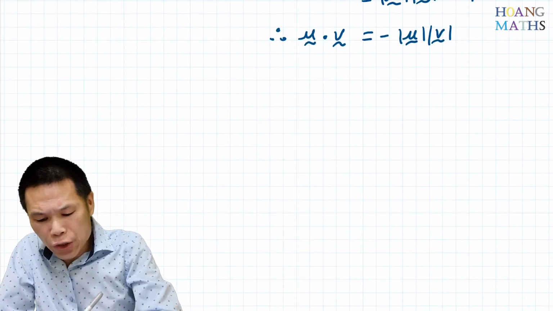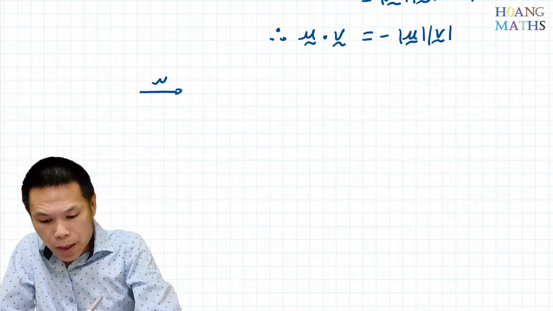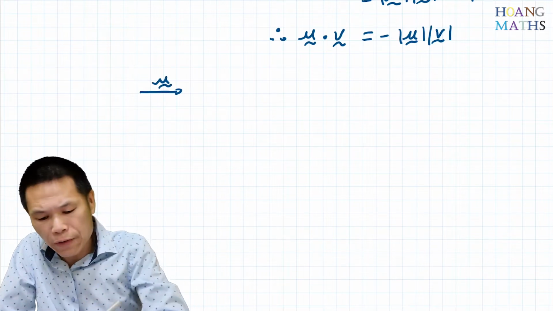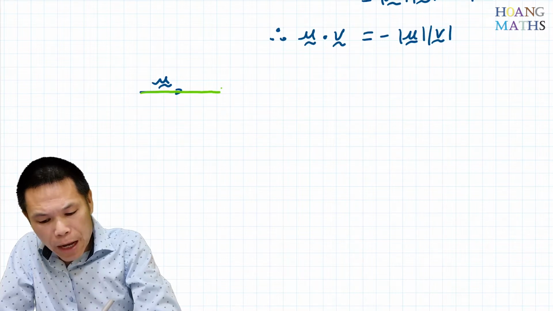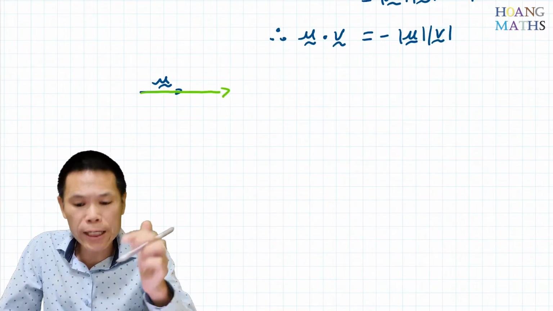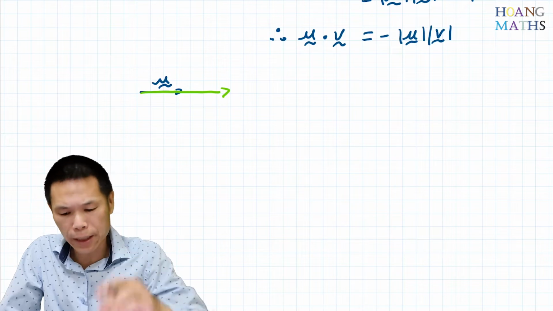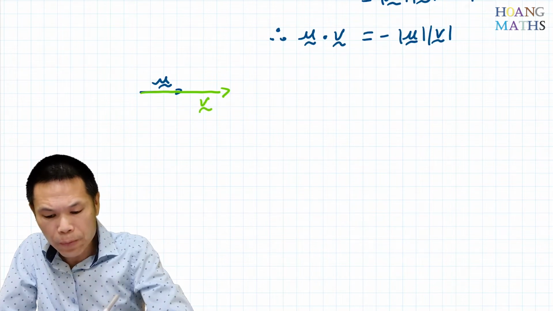Let's say we have vector u also parallel with vector v, but this time they are in the same directions, also known as like direction, if you like. Okay, so this is v.